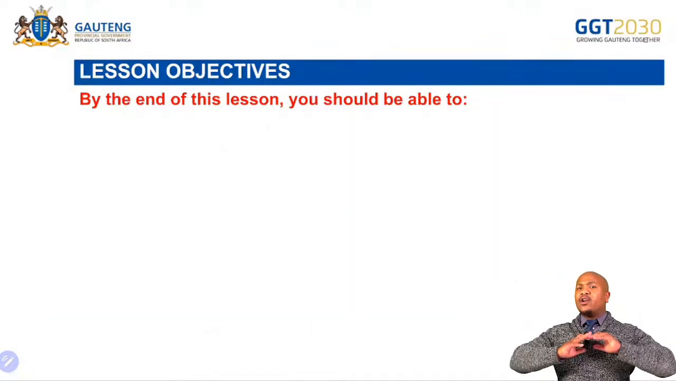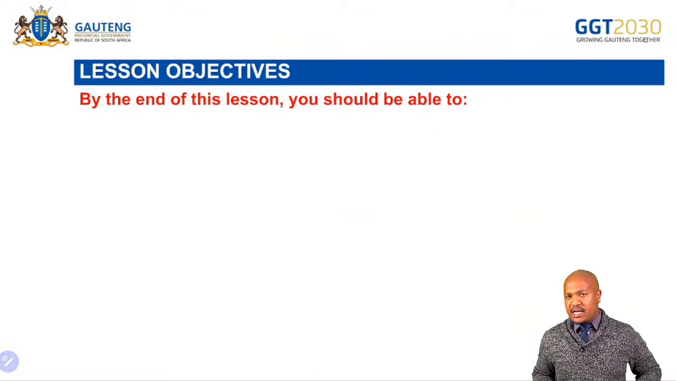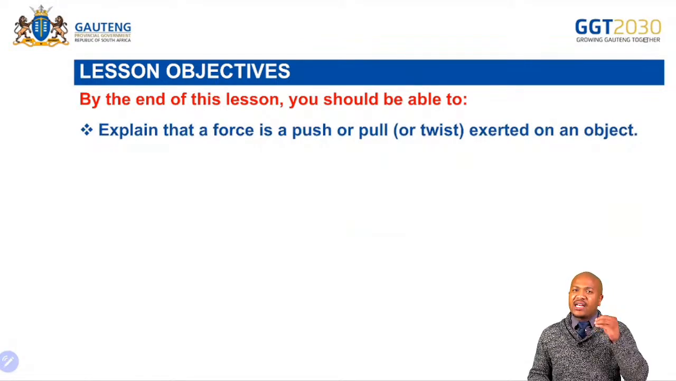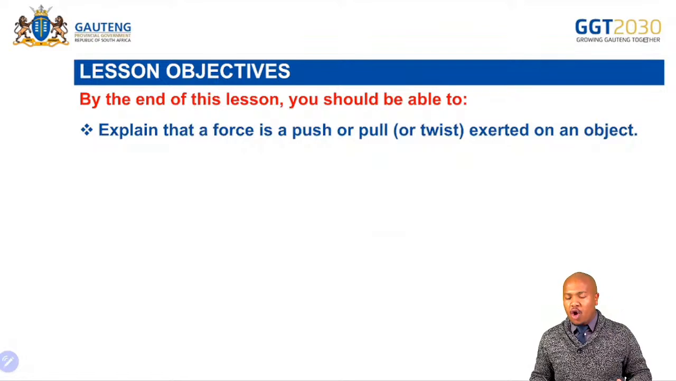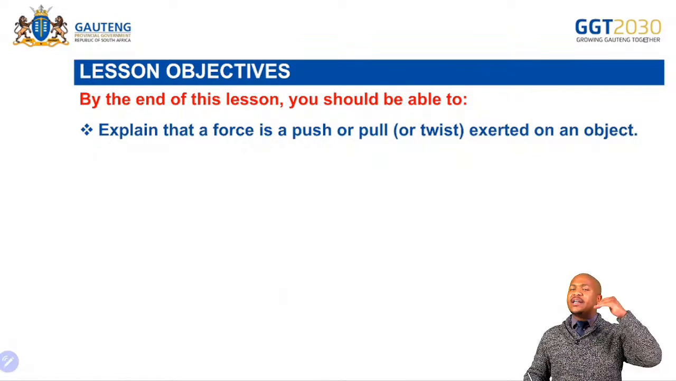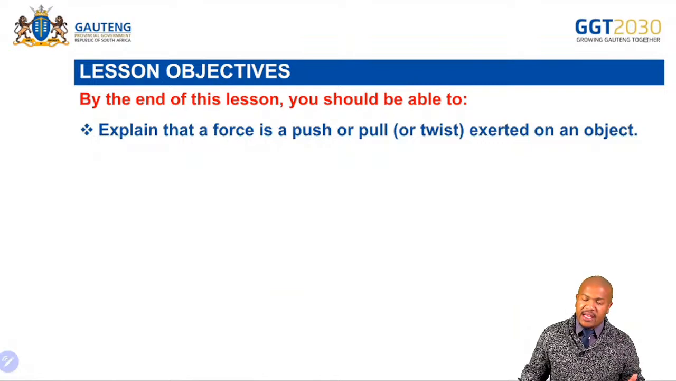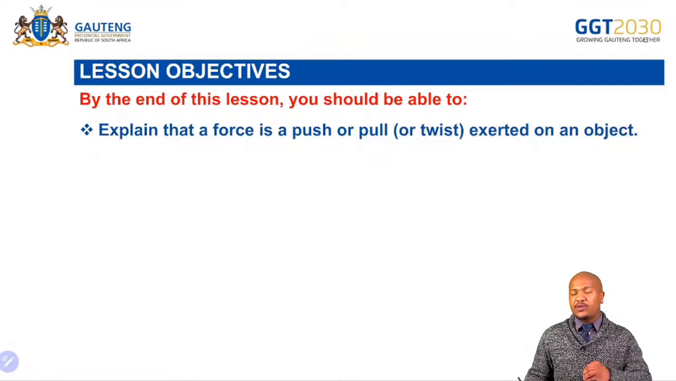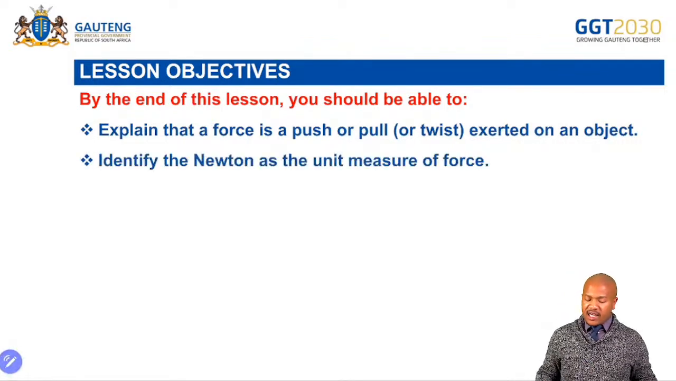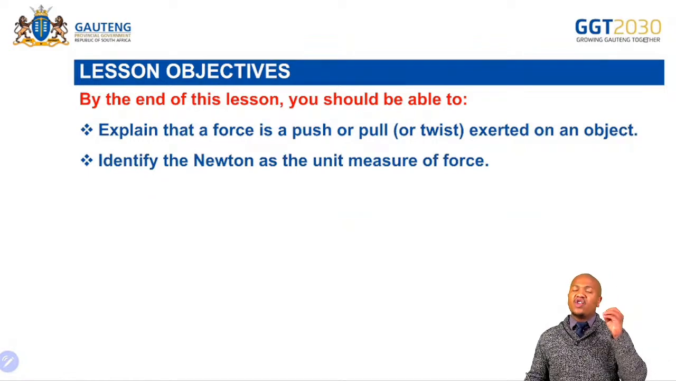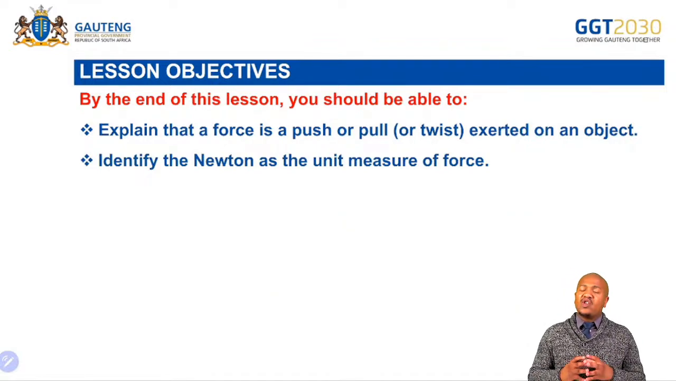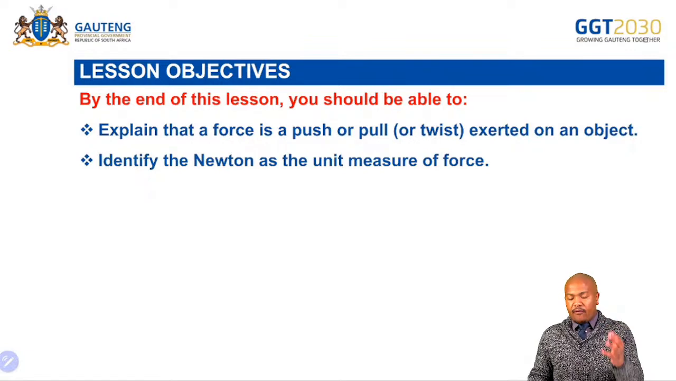These are the things that we should achieve by the end of this lesson. When this lesson ends, we should be able to explain that a force is a push or a pull exerted on an object. Secondly, we need to be able to identify the Newton as the unit measure for force.